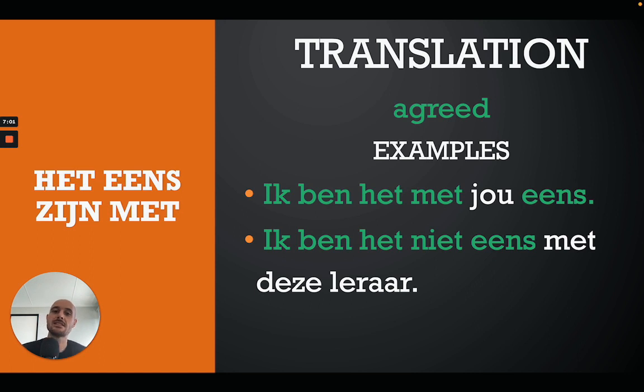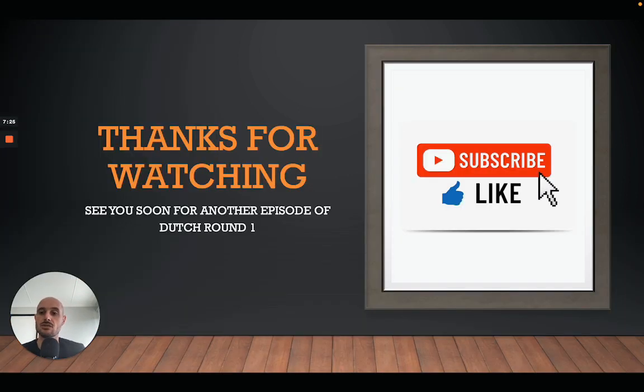Het eens zijn met. Het eens zijn met is also to be in agreement with. So agreed. Ik ben het met jou eens. I agree with you. I am in agreement with you. Ik ben het niet eens met deze leraar. I do not agree with this teacher. I am not in agreement with this teacher. That's what it means.